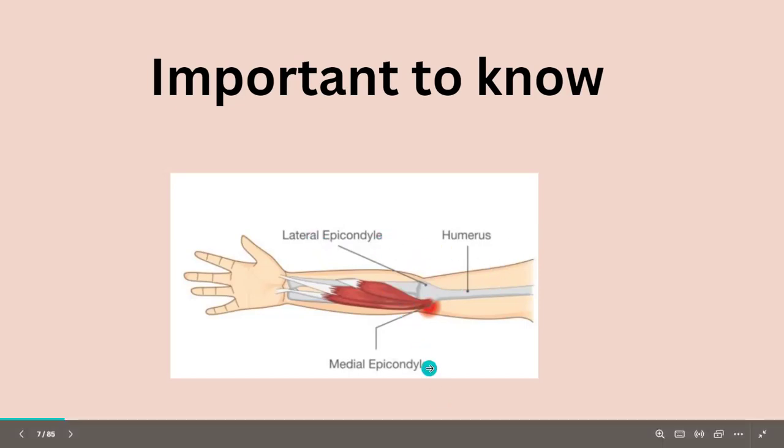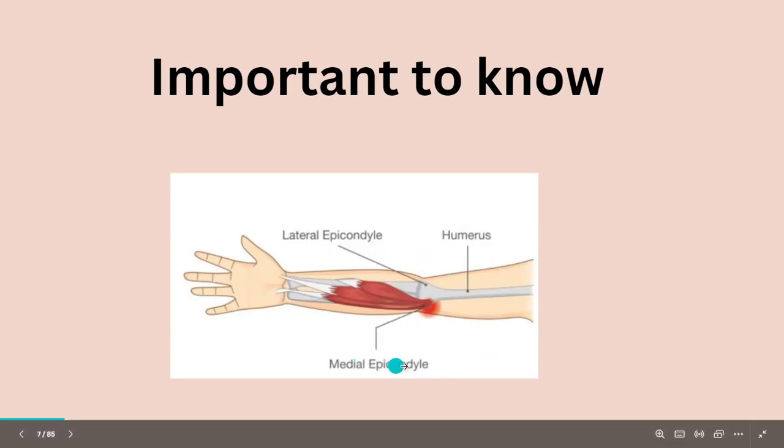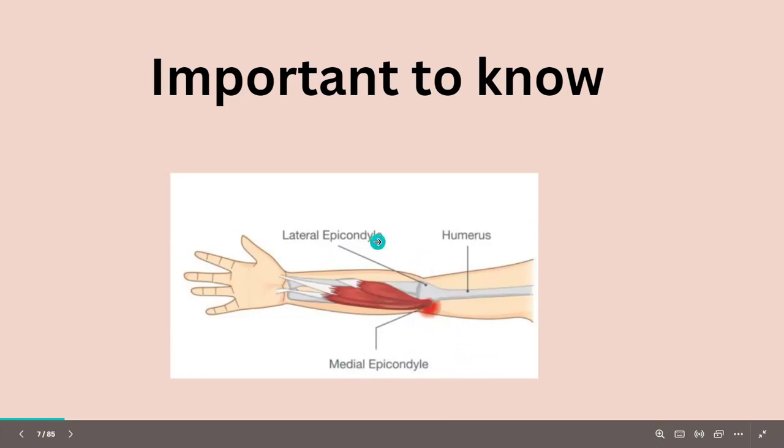Now, if the epicondyle gets inflamed, you just add the suffix, or to anything in general. If something is inflamed, we add the suffix itis to the end of the word. So if we add itis to the end of epicondyle, it will be called epicondylitis. So when the medial epicondyle gets inflamed, it's called medial epicondylitis. If the lateral epicondyle gets inflamed, it's called lateral epicondylitis.